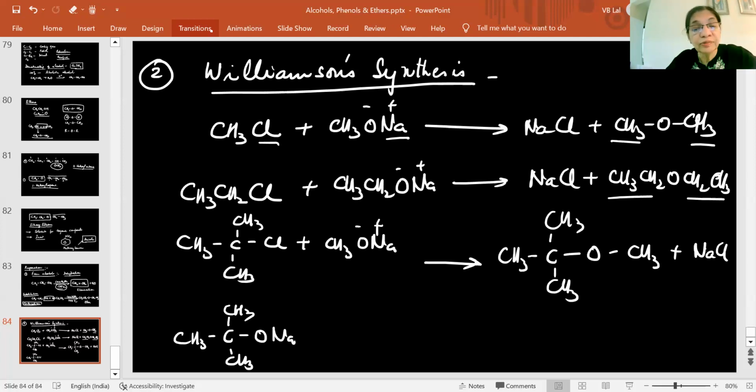The other possibility is I could have this one plus CH3Cl. Both of them will give me the same product. Can you see them differently? One, I took alkyl halide, tertiary alkyl halide, and sodium methoxide. And here I took a primary alkyl halide and I took sodium tertiary butoxide.